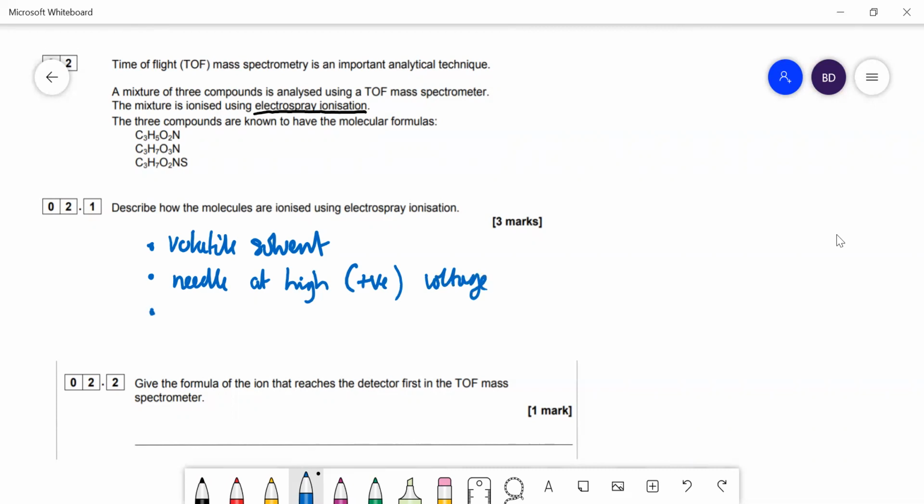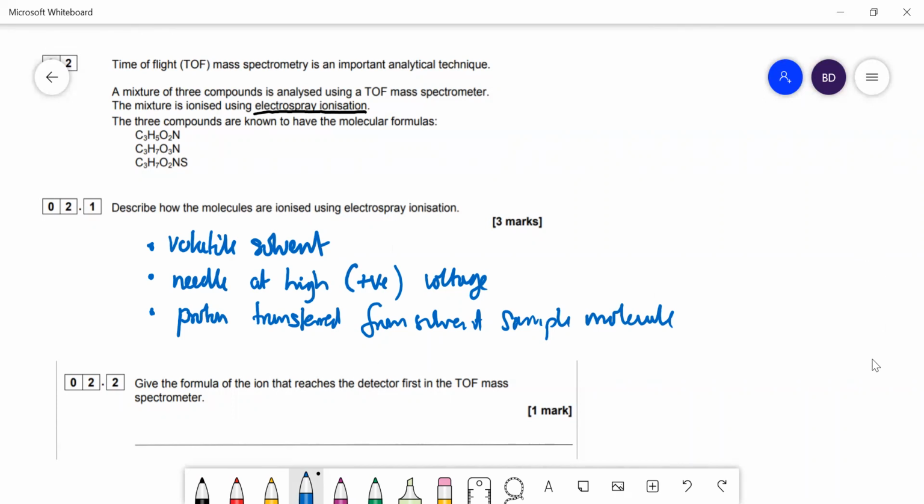What that tends to do is a proton is transferred from the solvent to the sample molecule. So that's what you need to write for your 3 marks, and the proton will form a dative bond to a lone pair somewhere in the molecule. You don't need to say that though, and so it will gain a positive charge, and it will also gain an extra 1 mass unit as well. But you don't need to say that.